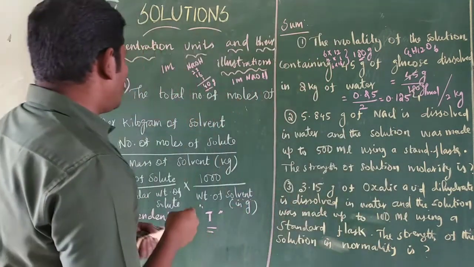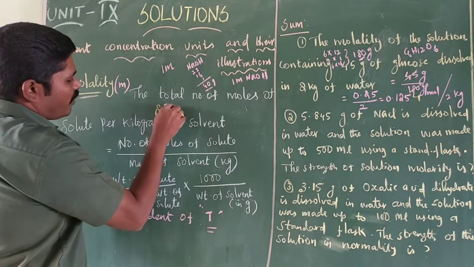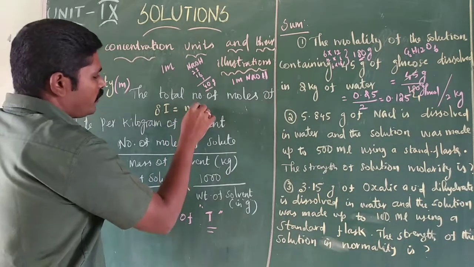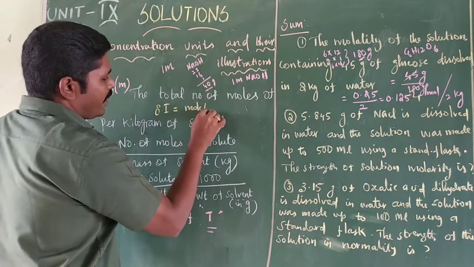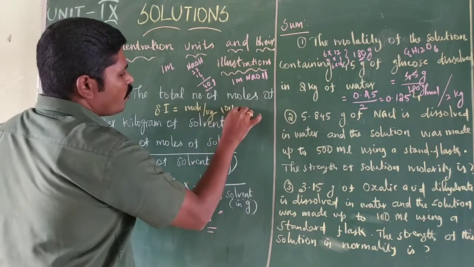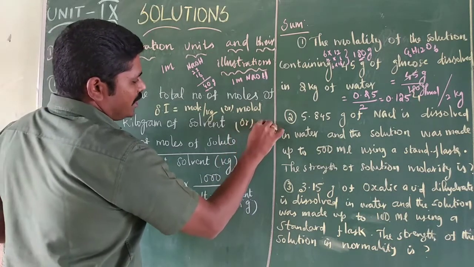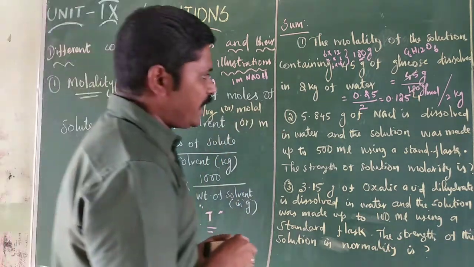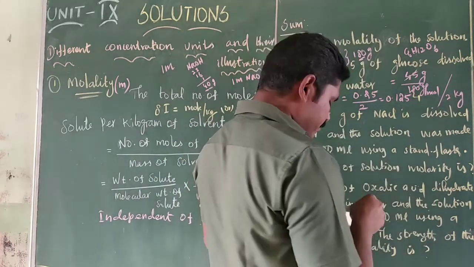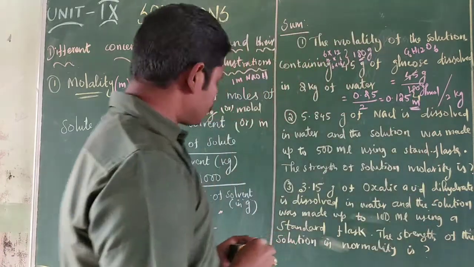The SI unit of molality is mole per kilogram, or molal, or small m. So 0.125 mole per kilogram or small m.